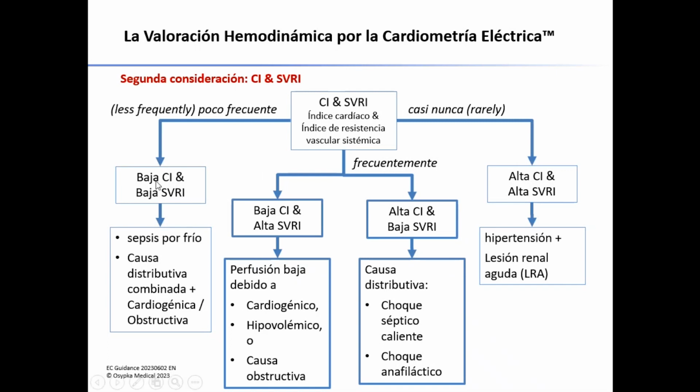Less often do we have cardiac index low and low systemic vascular resistance. That's, for example, a situation of cold sepsis, or the opposite, both parameters high, which could be hypertension or acute renal infarction.